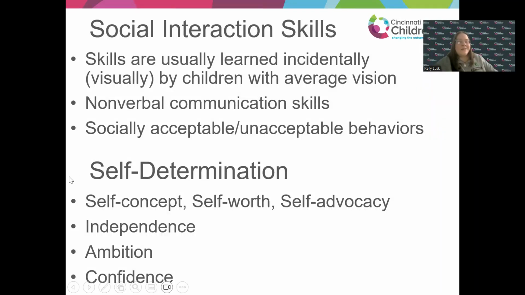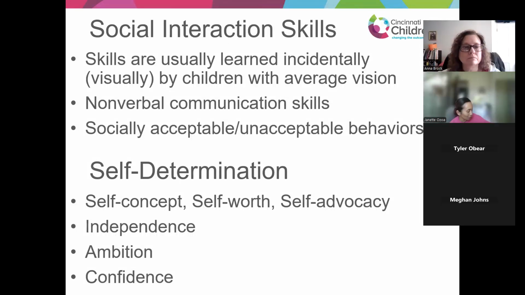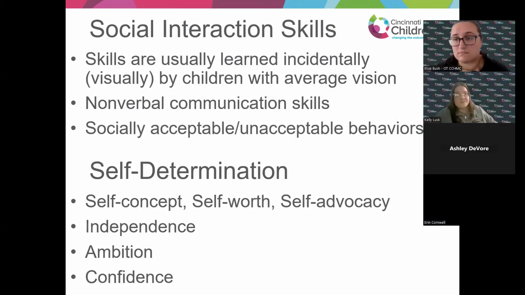So last one, self-determination. It's about self-concept, self-worth, self-advocacy, independence, confidence, ambition. It's all about knowing that even though you're blind or have a visual impairment, CVI, you can do things, maybe just not in the same way as your peers, but you can still do them, and you can definitely still be very successful, very independent. And that's our whole goal as TVIs, to work ourselves out of a job by the time the child is ready to move on to post-secondary options.